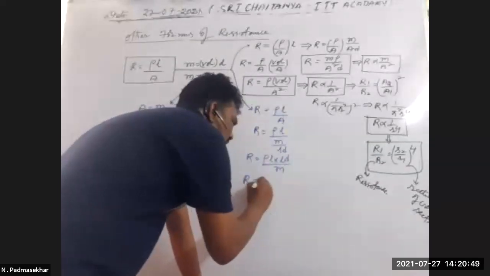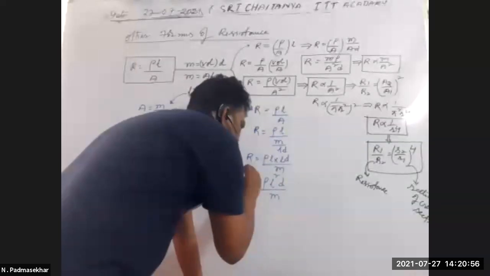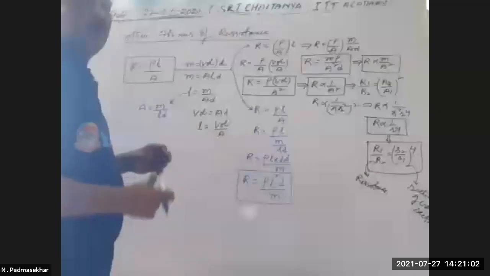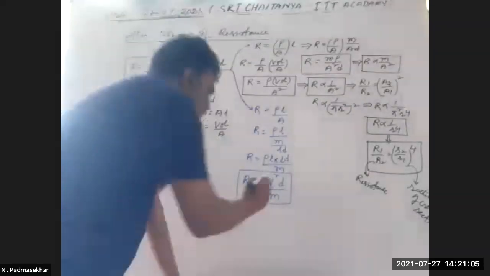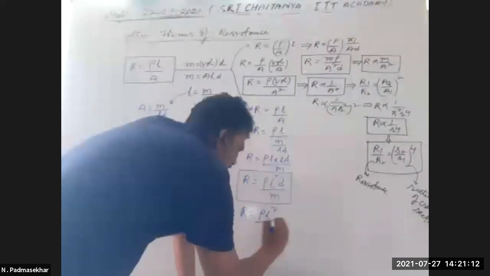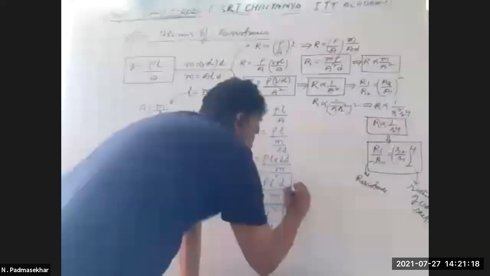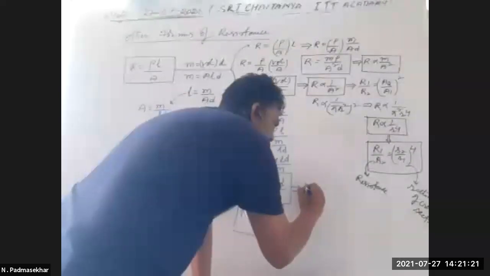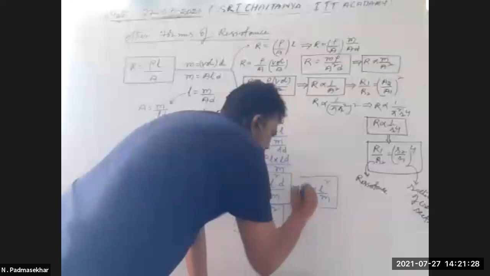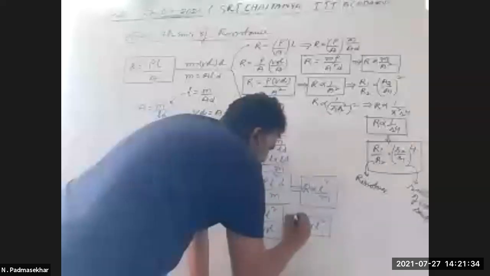Now R is equal to rho L square D by M. Rho L square D by M. And this is in terms of the volume. ఇక్కడ చూడండి, so this R is directly proportional to L square by M. R is directly proportional to L square if the wire is stretched.